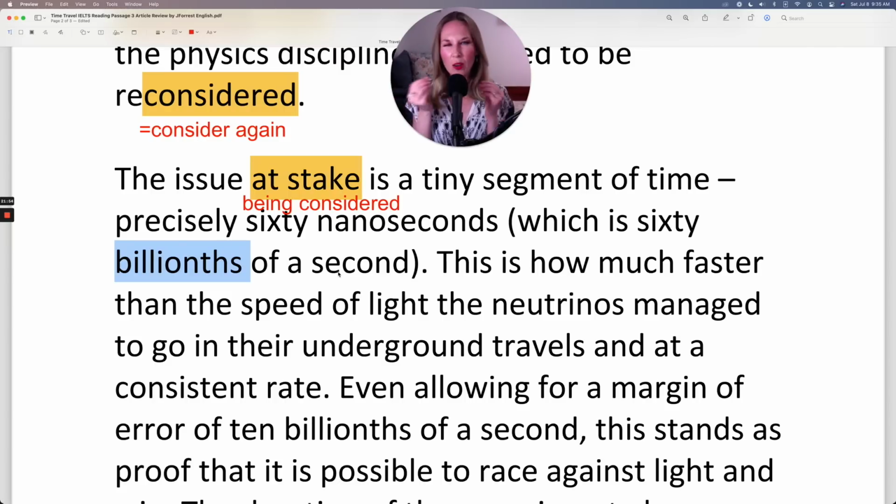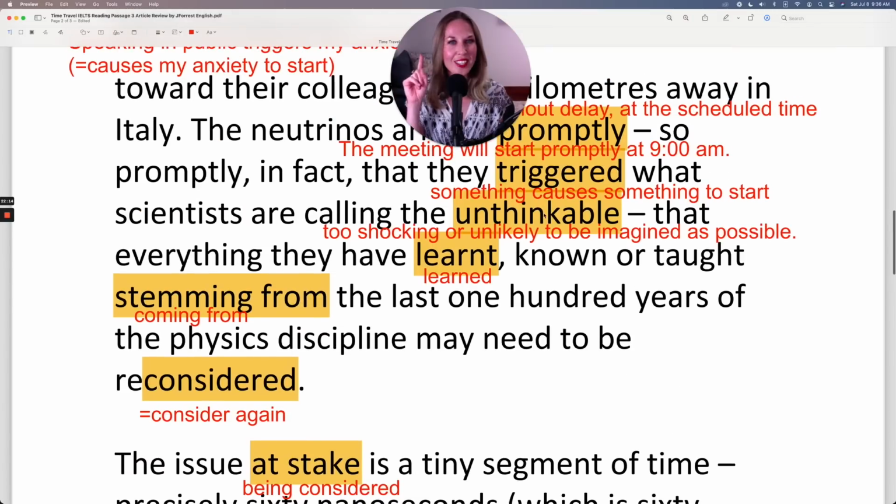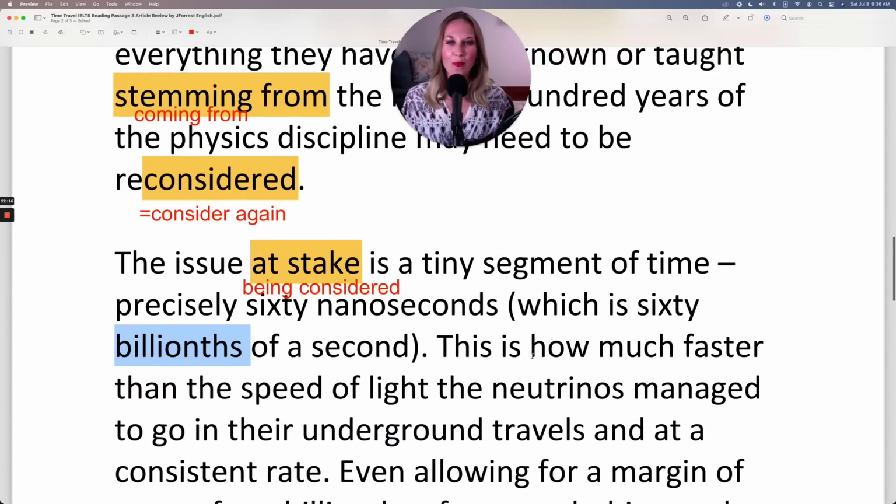For me, I can't really comprehend what 60 billionths of a second is, to be honest, because a second is like that. And imagine you take 60 billionths of that second. It would be so fast. It's unthinkable. I can't even imagine what that would be. So notice I just used unthinkable.